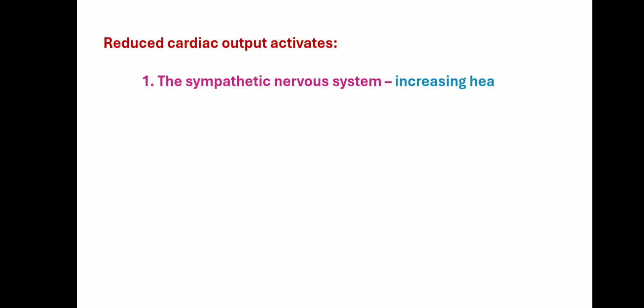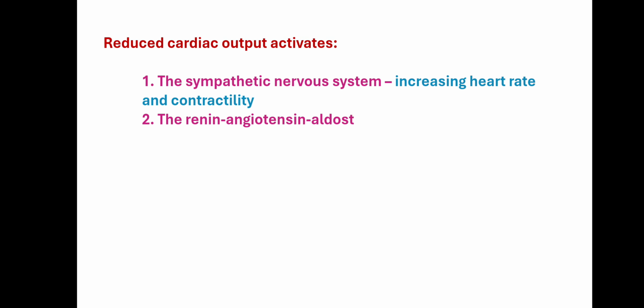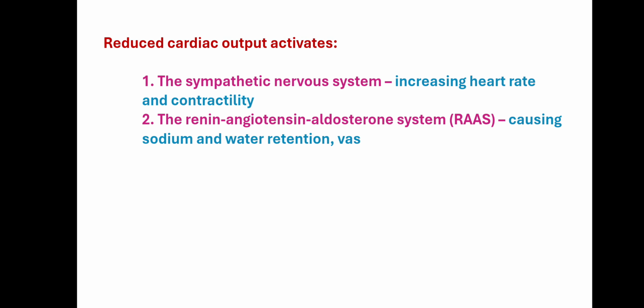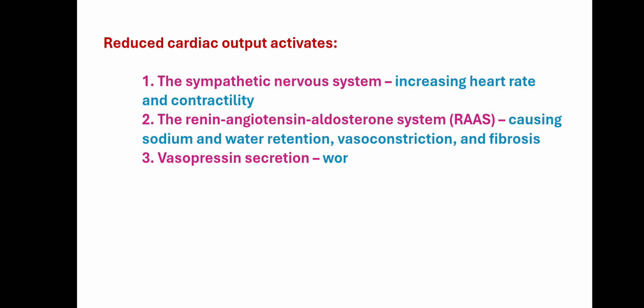Reduced cardiac output activates what? Number one, the sympathetic nervous system, increasing heart rate and contractility. Number two, the renin-angiotensin-aldosterone system, RAAS, causing sodium and water retention, vasoconstriction, and fibrosis. Number three, vasopressin secretion, worsening fluid overload. These three components get activated when the cardiac output is reduced due to heart failure with reduced ejection fraction.